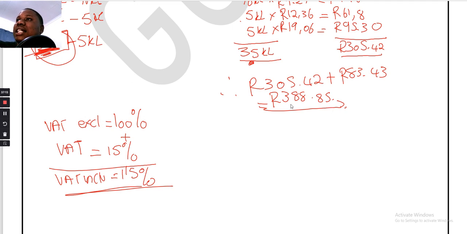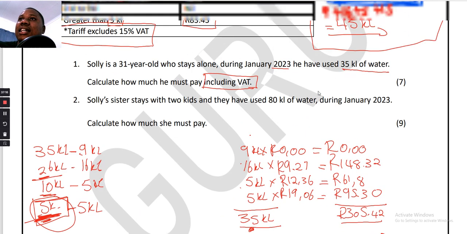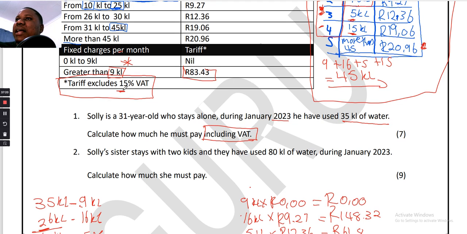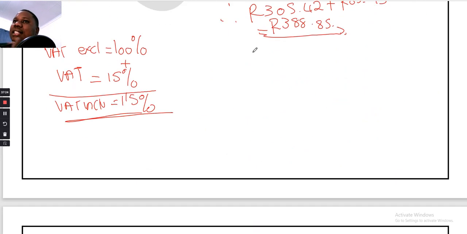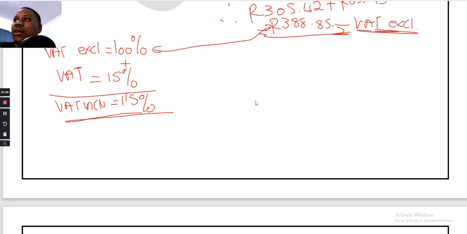When you look at this amount, remember they said tariffs exclude 15%, meaning that this amount of 388 is a VAT exclusive amount. So this amount represents 100%. When it comes to what you're going to multiply with, what you put on top is basically what you want, and the number that you put on the bottom is what you have.